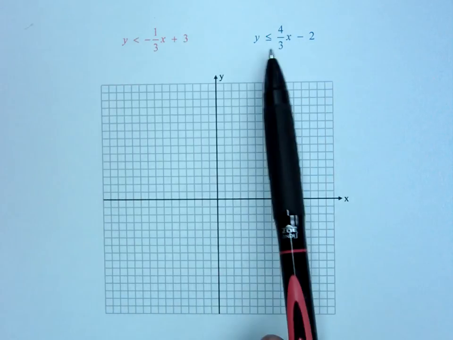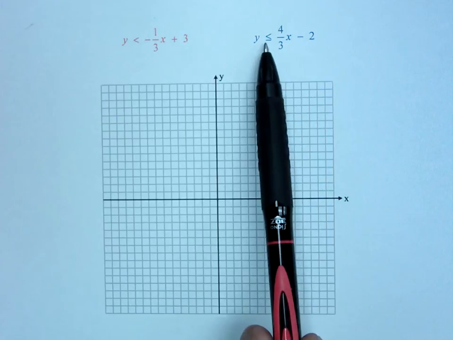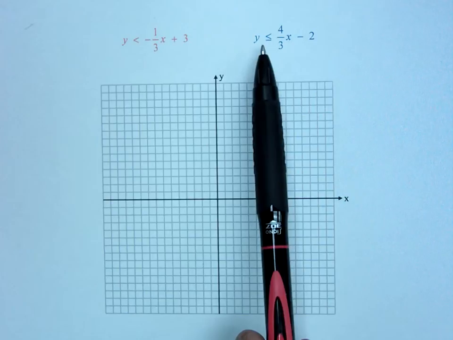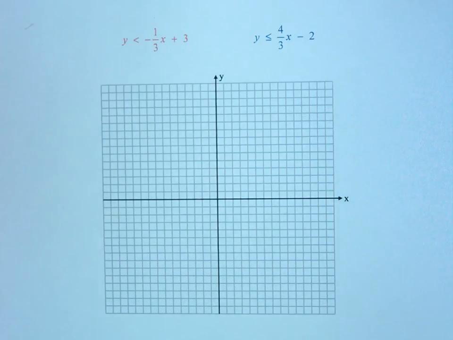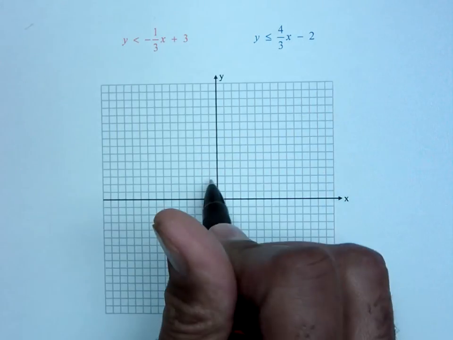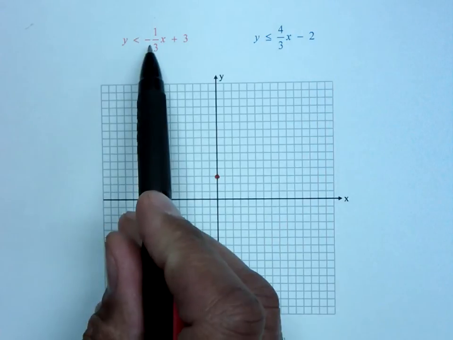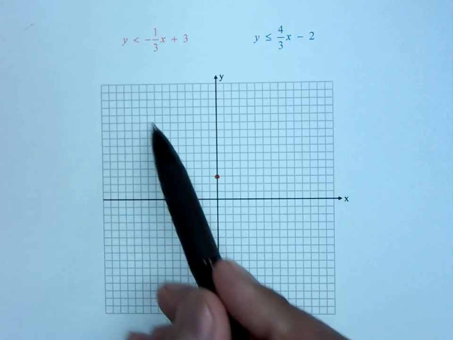But later we're going to do the blue inequality. That's not a strict inequality. It's got the little line under it, so this will be a solid line. Let's start with this red one, though. The y-intercept is positive 3. It'll be here. And our slope is negative 1/3, so our line is going to go downward like this.